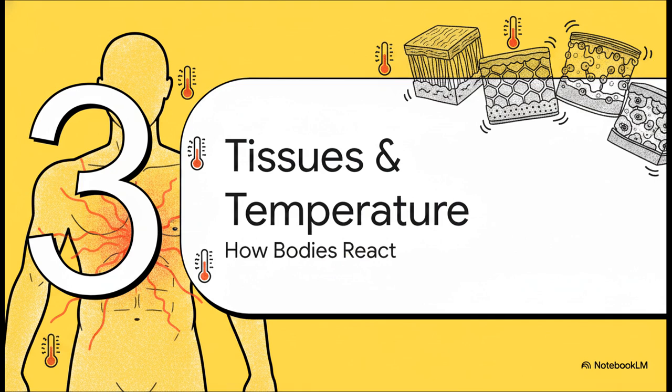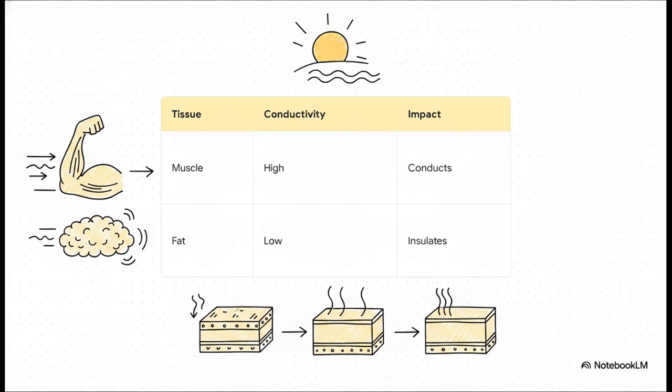All right, Section 3, tissues and temperature. Let's see how bodies actually react to all this. Knowing our tools is great, but remember, we're treating actual human bodies. When we look at Lehman's principles of therapeutic heat, we uncover a massive difference in how different tissues conduct that heat. Muscle and blood, they have extremely high thermal conductivity.